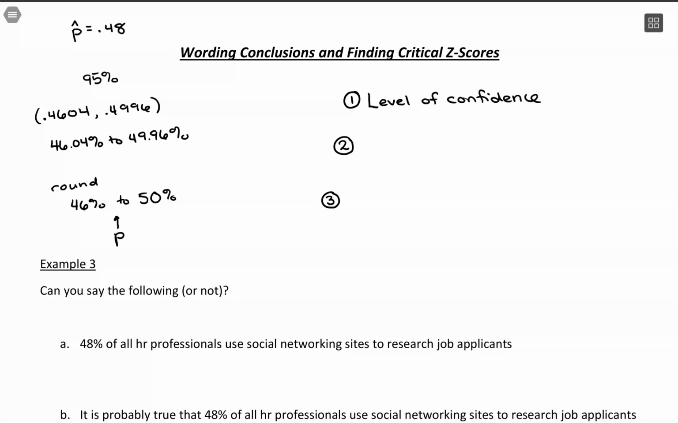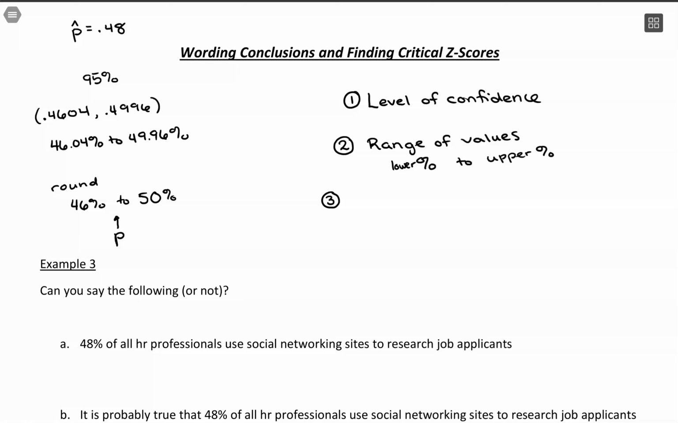The range of values, so you want to include the actual interval that we found, which, since we're only doing confidence intervals with proportions, will be something like some lower percent to whatever your upper percent is. And then this is the tricky part: what do those percentages represent? The idea is that our true population proportion should be between those values.